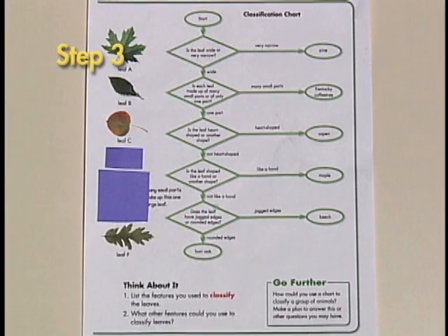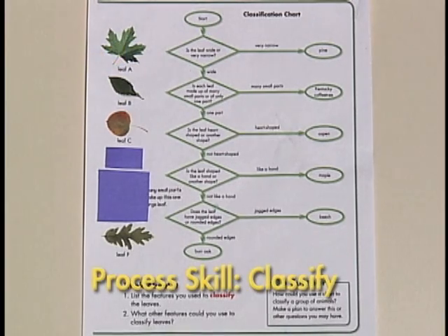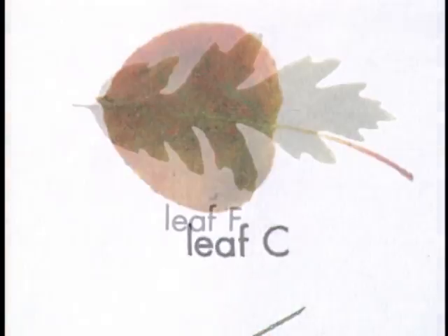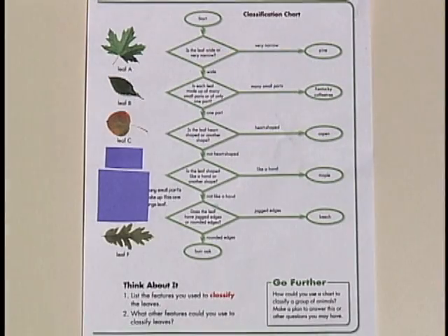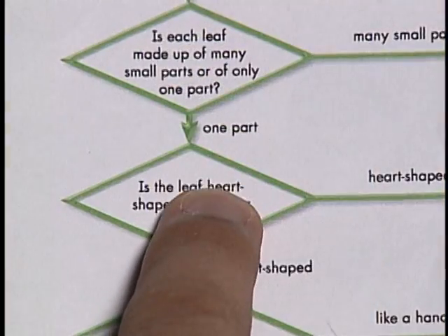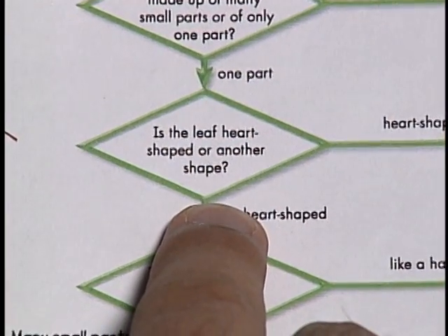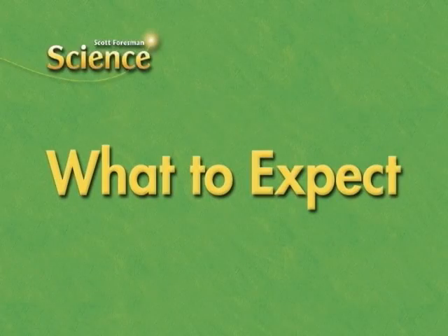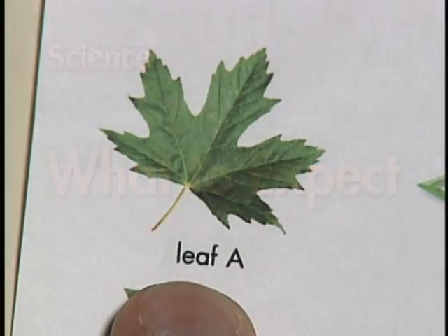Step 3. Continue on with the 4 remaining leaves, leaves A, B, C, and F. For clarity, you may wish to cover up leaf E. Continue on down the classification chart to identify the remaining leaves. You can expect that students will classify and identify leaves from different trees using their dichotomous key.